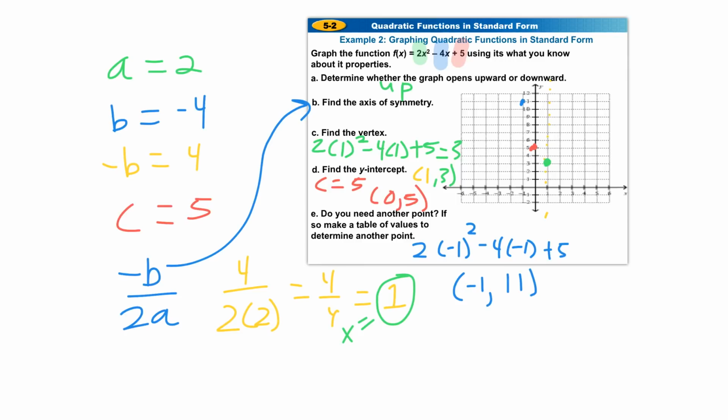So now we're going to reflect these points over. We're going to take the blue point and reflect it over the axis of symmetry, and it's going to be right there, 2 away from the line. The red point's 1 away from the line, so we're going to reflect it over 1 away. And now we can connect this with a smooth curve, and there is our parabola.